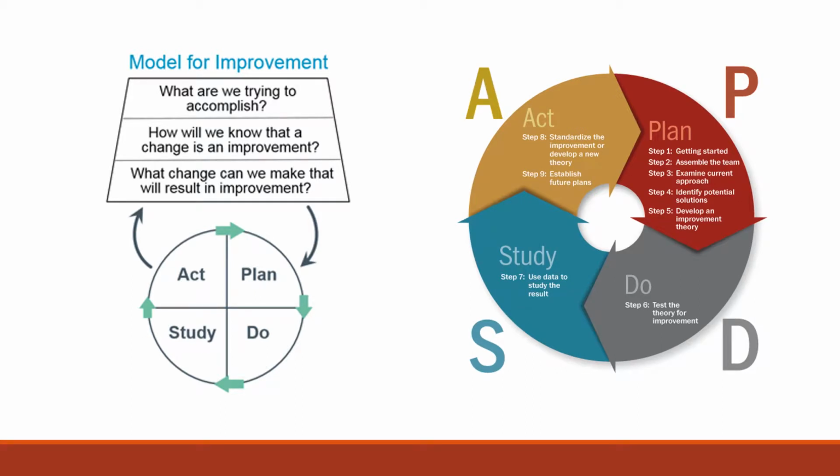The model that I decided to use was the PDSA model. This is where you have plan, do, study, and act. And before you do that, you have 3 questions that you want to ask, which are, what are we trying to accomplish? How will we know that a change is an improvement? And what change can we make that will result in improvement?